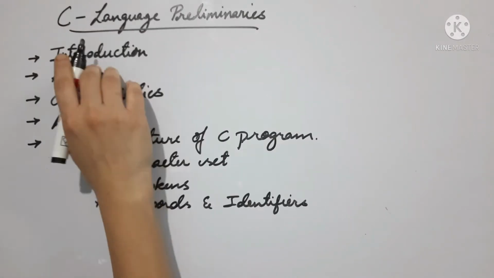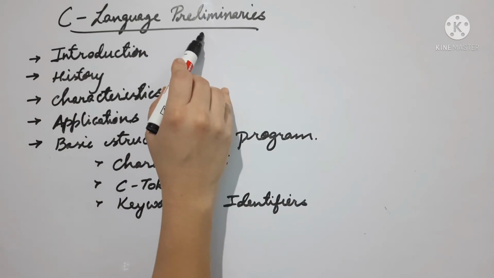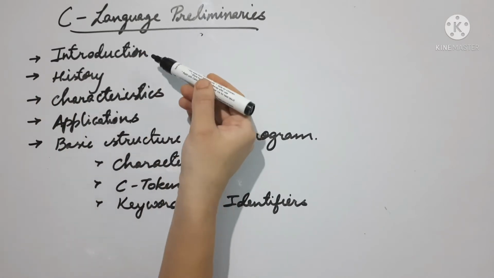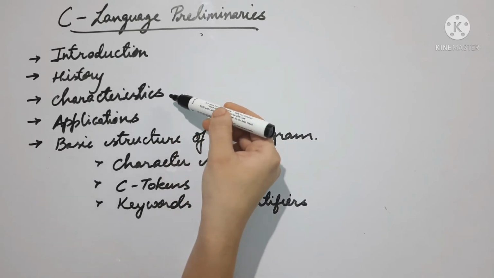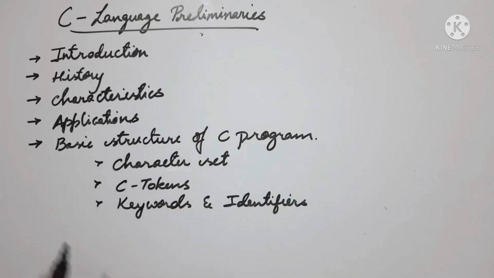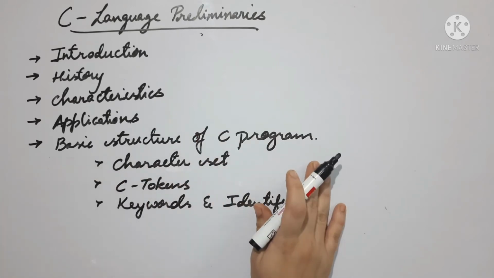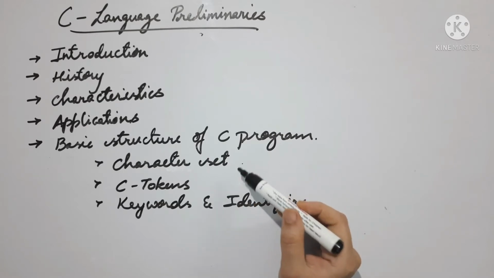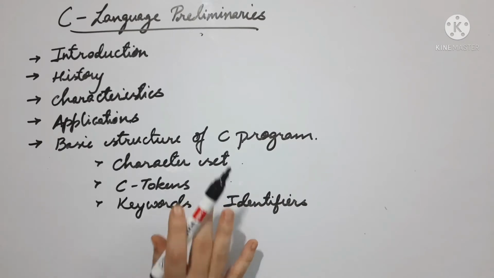So today's topic of discussion is regarding C language preliminaries. The topics covered in this class will be introduction, a brief history of C language, the main characteristics and applications of C language. Then we are going to study the basic structure of a C program. Here we will be covering the character set, C tokens and keywords and identifiers. Also we will discuss a sample C program in this session.